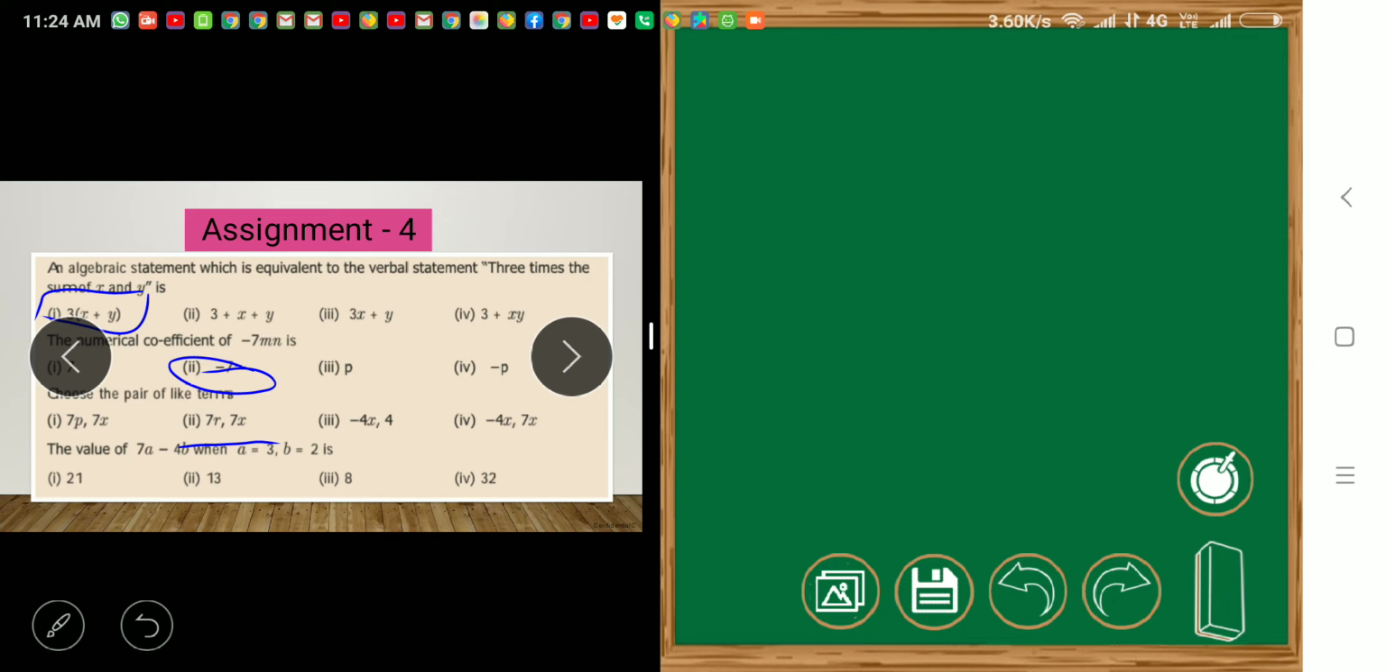Where do we have the same variable? Only in this case we have. Here also 7, 7 we have. Here also 4, 4 we have. Then will we select all these options? No, variables must be same.